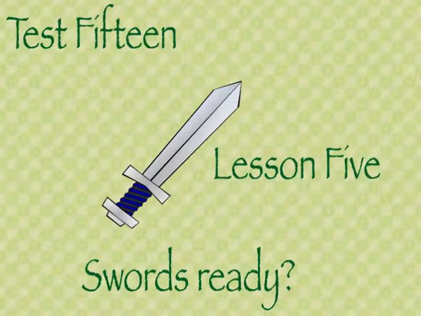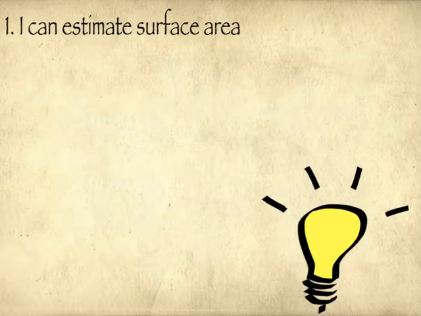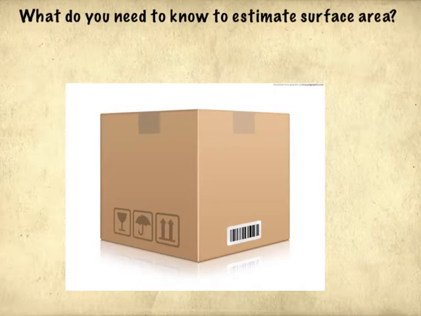Today we're going to estimate surface area, find missing angles in triangles and quadrilaterals, and explain why two expressions are equivalent. And as always, number 1, estimate surface area comes first.